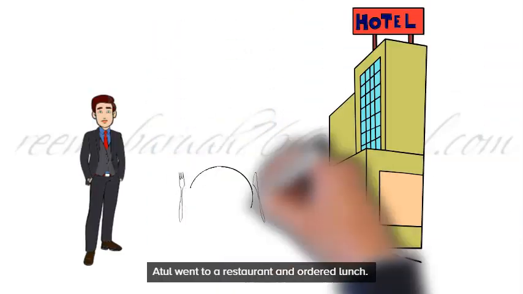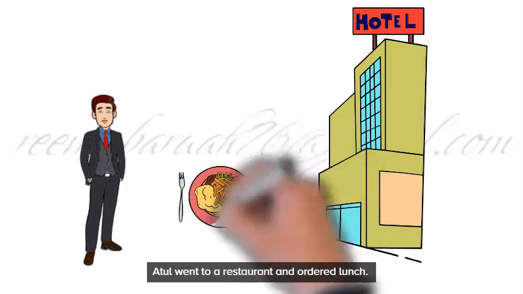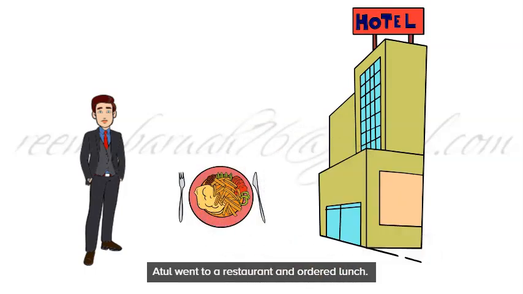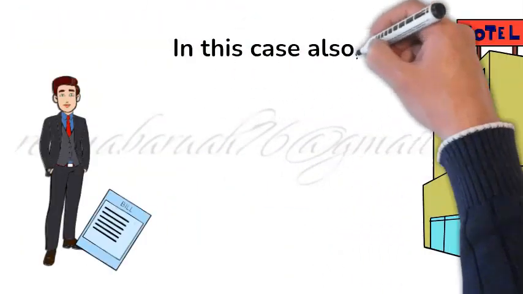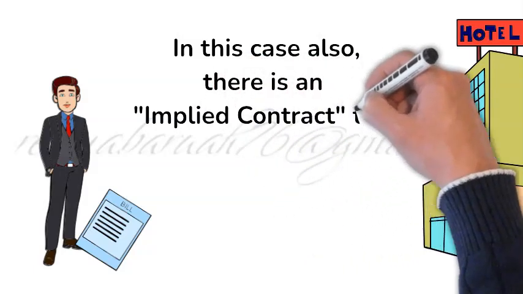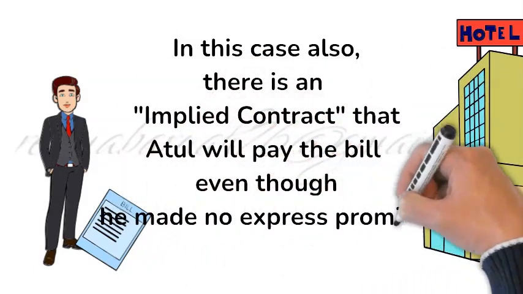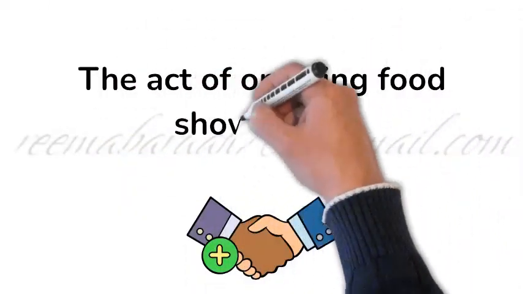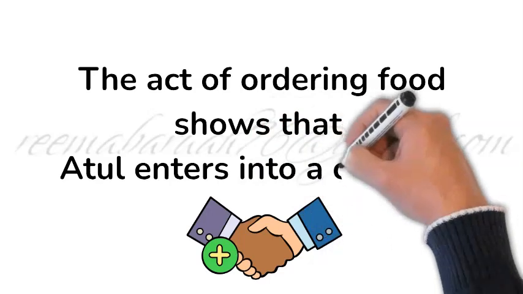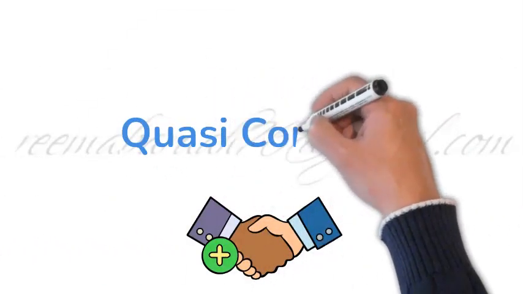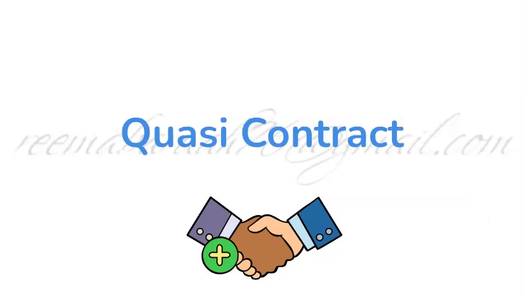Let me give you another example to explain my point. Atul went to a restaurant and ordered lunch. In this case also, Atul will pay the bill even though he made no express promise to do so. The act of ordering food shows that Atul enters into a contract. Let us now move on to the third type, that is quasi-contract.